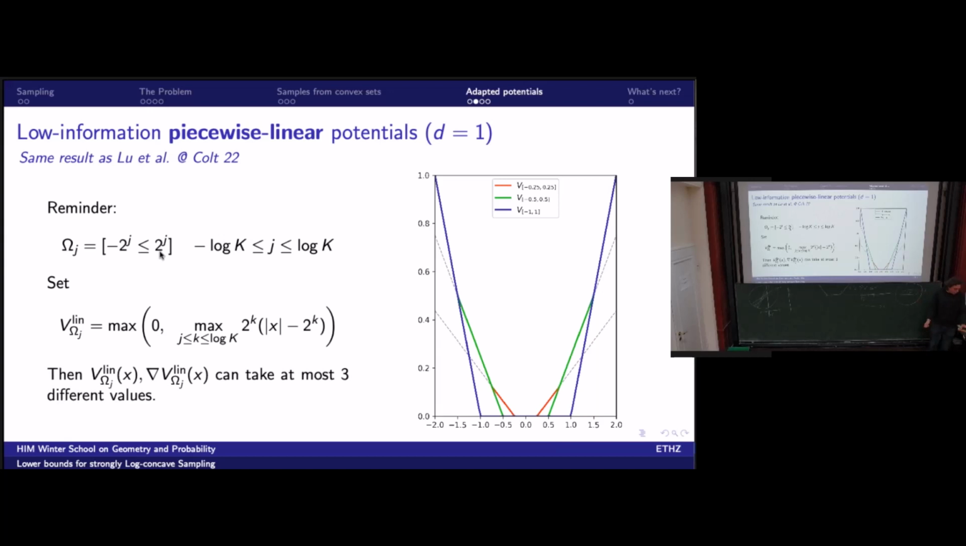Okay, what do we do in the uncentered case? We do the same thing except we consider dyadic intervals. What are dyadic intervals? They're intervals of length 2 to the n.